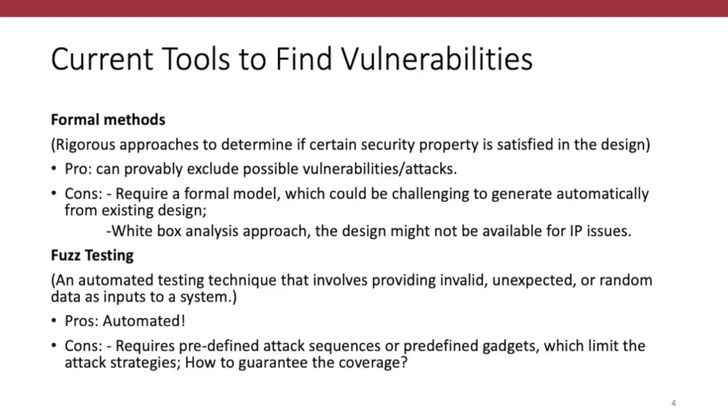For fuzzing, the pro is that it's very automatic, different from formal methods, where humans have to formally model the system. However, fuzzing usually requires predefined attack sequences or predefined gadgets, which limit the coverage of the testing. So when we started this project, we began to think about whether we can use machine learning to help with this problem, to find vulnerabilities, to replace the human expert.